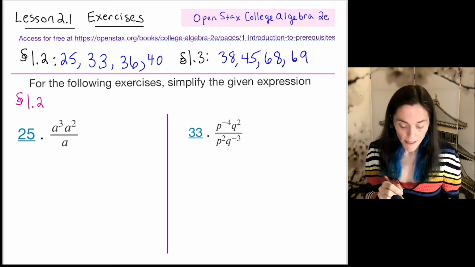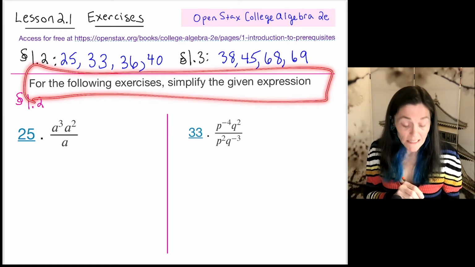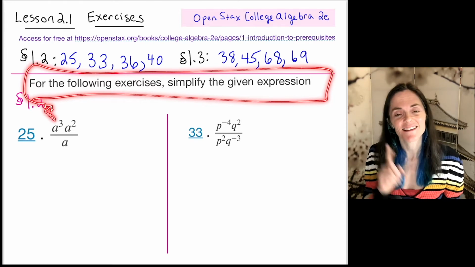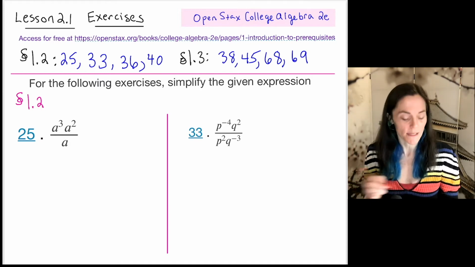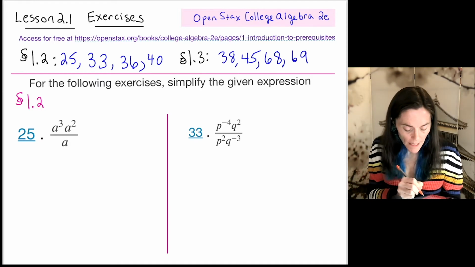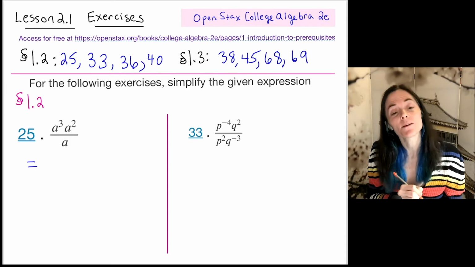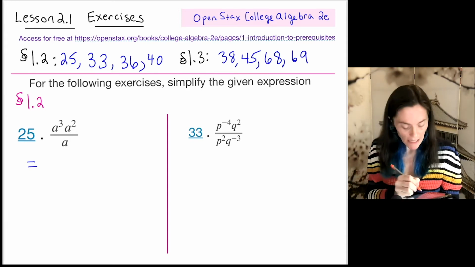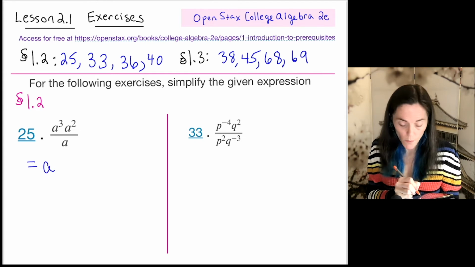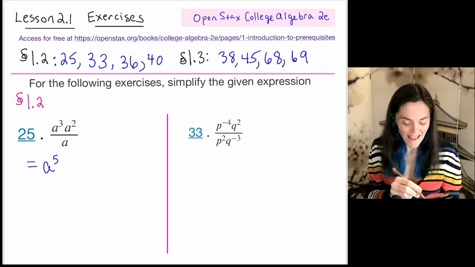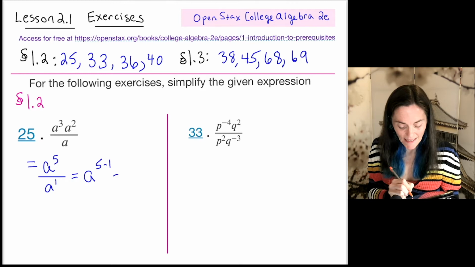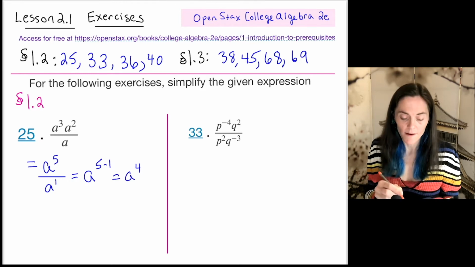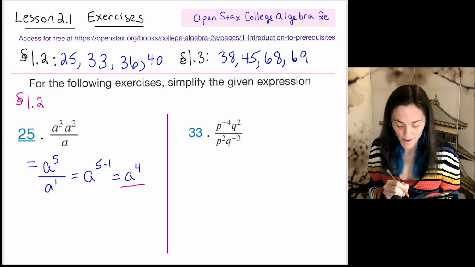Let's get started. This is our directions for every single exercise. Simplify the given expression. All of this will be properties of exponents. So here, we can take a few steps. In the numerator, I have a product, and so this will be a to the 3 plus 2, which is a to the 5. The denominator is a to the 1, and this will be a to the 5 minus 1, which is a to the 4th power. This is the answer to this first one.